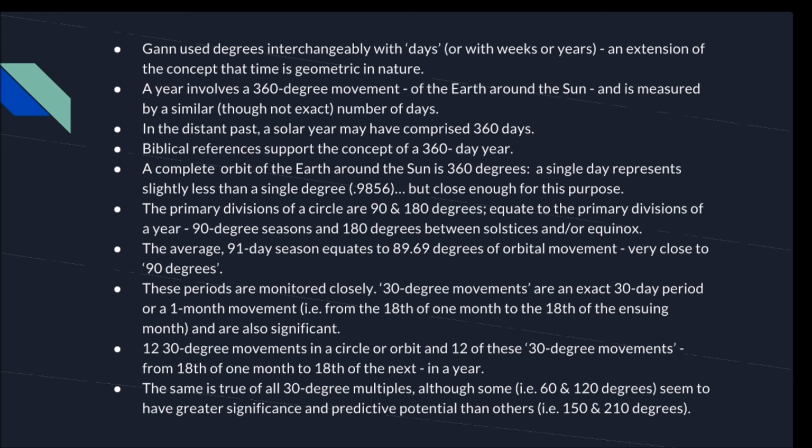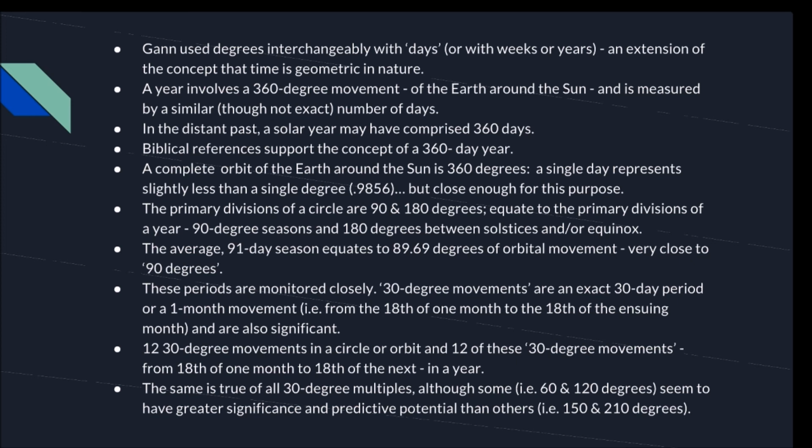30-degree movements are the exact 30-day period, or one month movement, i.e. from the 18th of one month to the 18th of the ensuing month, and are also significant. There are 12 30-degree movements in a circle or orbit, and 12 of these movements from the 18th of one month to the 18th of the next year in one year.